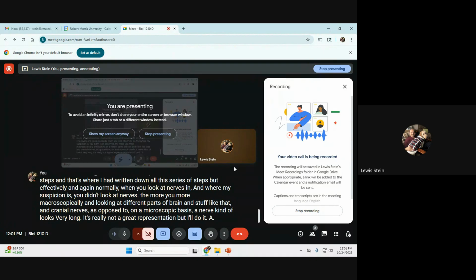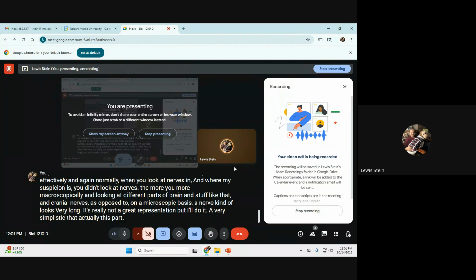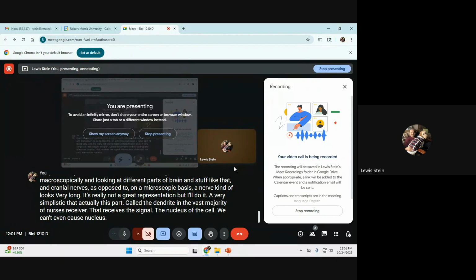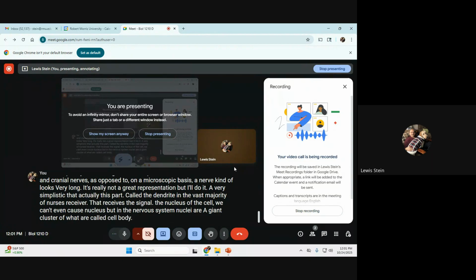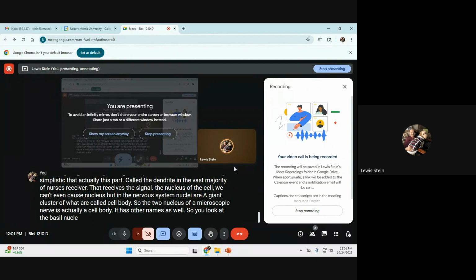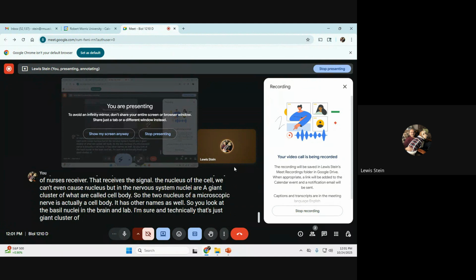in a very simplistic way. This part, called the dendrite, in the vast majority of nerves is a receiver that receives the signal. The nucleus of the cell, we can't even call it a nucleus, because in the nervous system, nuclei are a giant cluster of what are called cell bodies. So the true nucleus of a microscopic nerve is actually a cell body. It has other names as well. You looked at the basal nuclei in the brain in lab, I'm sure, and effectively that's just a giant cluster of microscopic individual nerve cells, nuclei all clustered together.